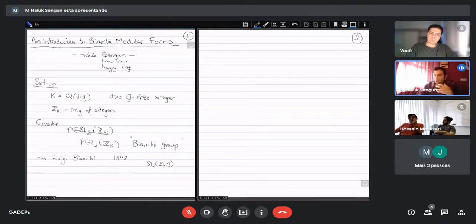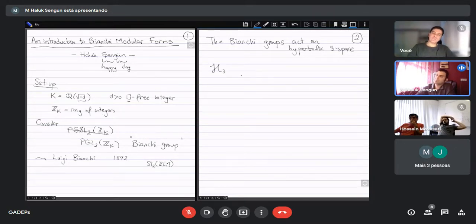Right, so what's that suitable space? As in the classical case, the modular group acts on the upper half plane. So here we have the upper part of R3. So this is, in other words, hyperbolic 3 space. So this group, the Bianchi groups, act on hyperbolic 3 space.